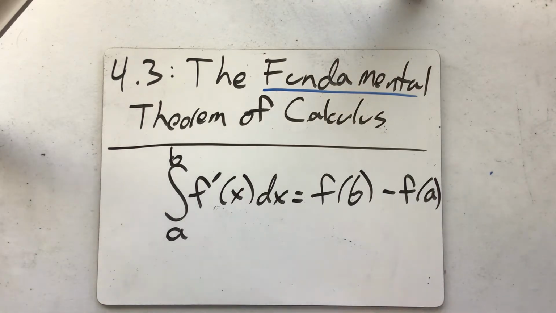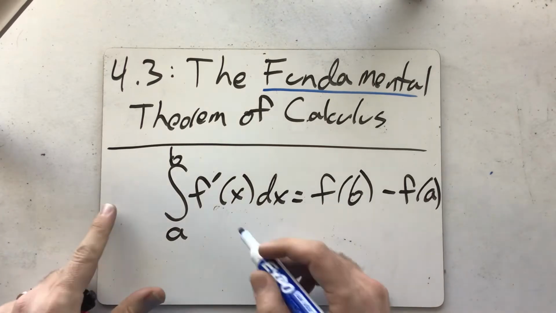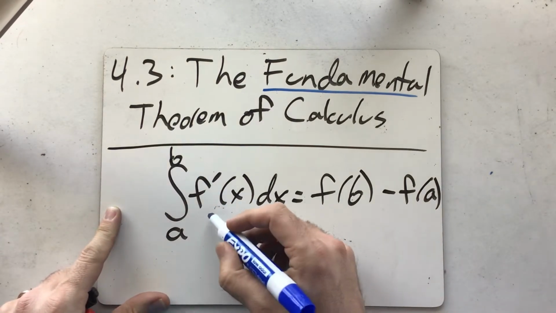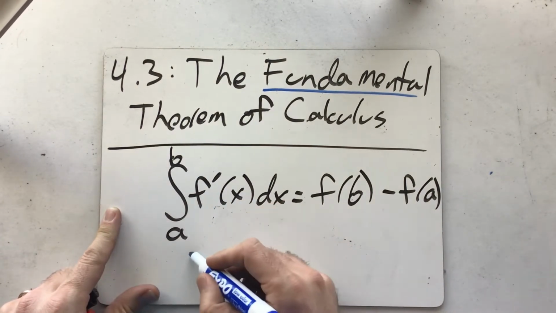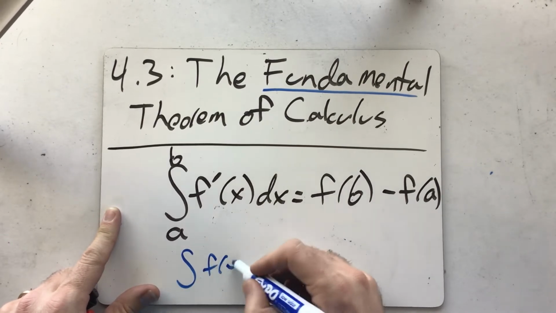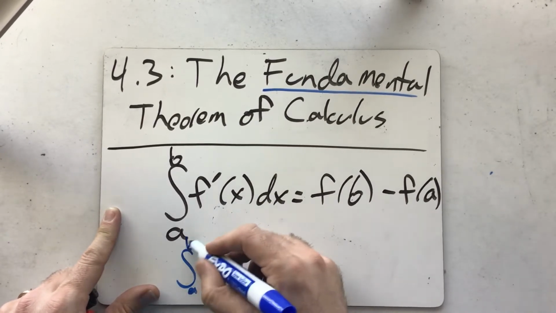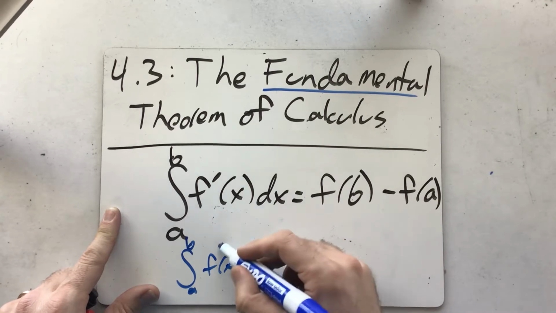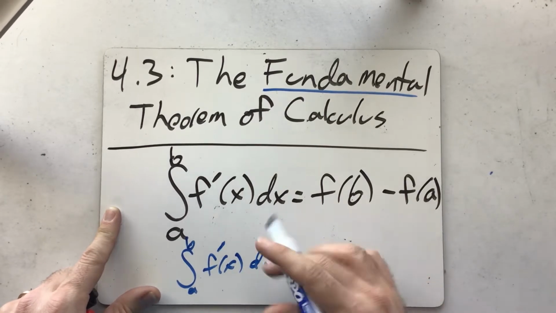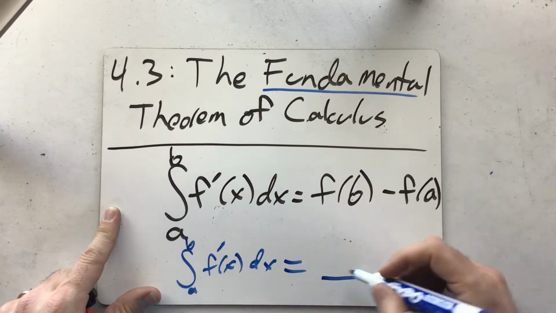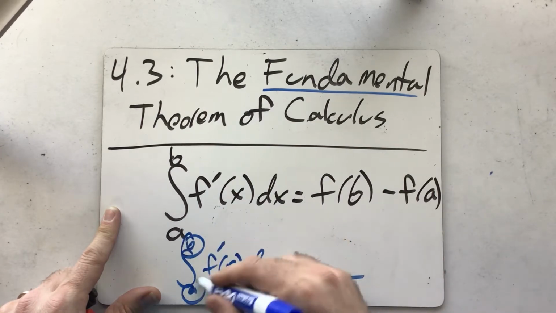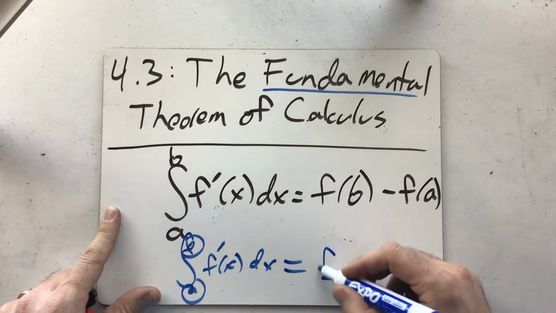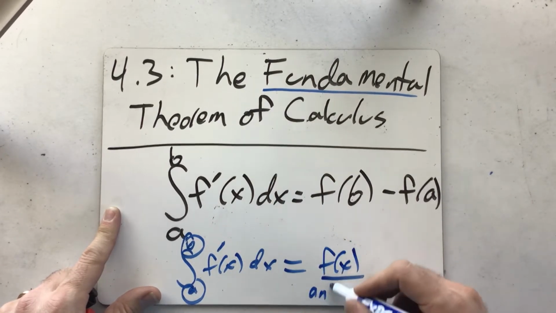But for right now, let's just talk about how we can use this thing. The way we can use it is that if I have the integral of some function, and I know the antiderivative, then all I have to do is put the antiderivative right here and plug these two numbers into my antiderivative. And so this is my antiderivative.